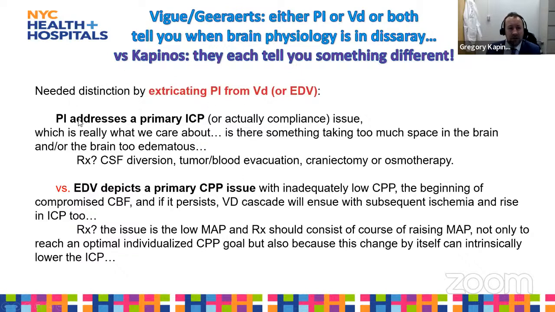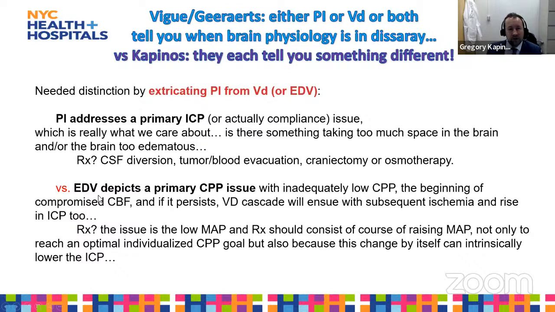Well, I was saying we should go even further. I think there's value in doing TCDs and separating those two issues. If my PI is abnormal, it means that my primary issue is truly that the ICP will subsequently go up. The compliance is very altered, so the brain is tau edematous. There's something inside the skull that makes the compliance go down. The ICP will subsequently go up. That is a bad thing. What is the treatment for that? CSF diversion, remove that tumor or the blood, the hematoma in the skull. Do a craniectomy for decompression. Do osmotherapy to shrink the brain.